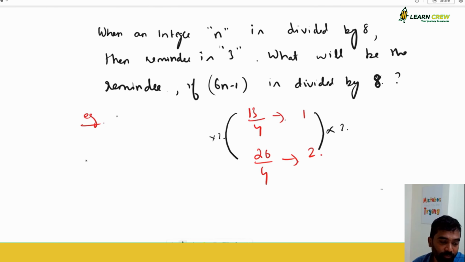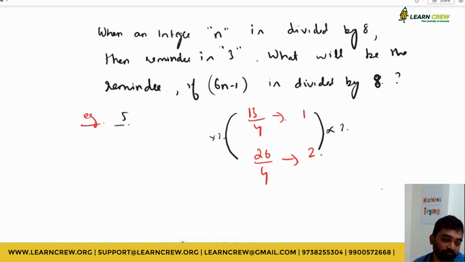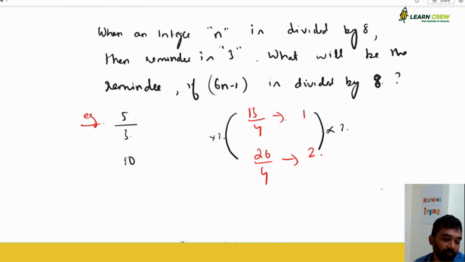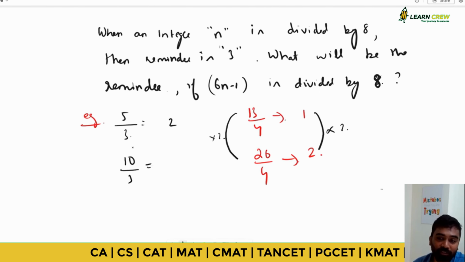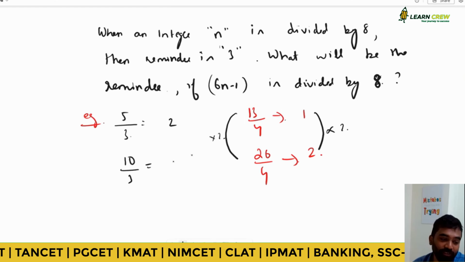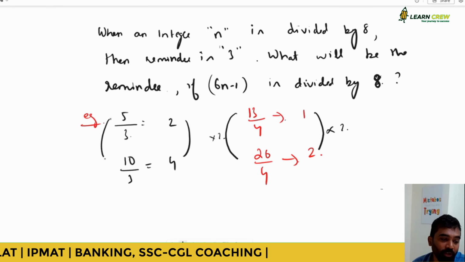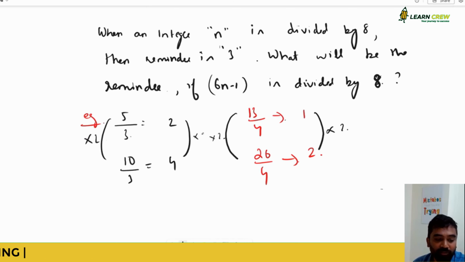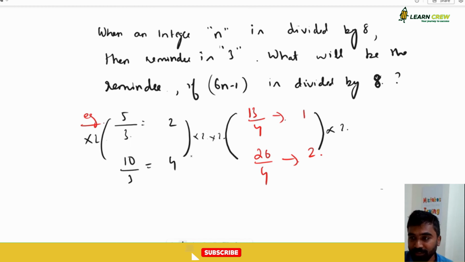Now the same thing, if I am doing something like 5 by 3 and 10 by 3. 5 by 3 gives a remainder of 2, and 10 by 3 gives a remainder of 1, but before that, 2 times 2 is 4, so the remainder gets multiplied by 2. Whatever remainder you are getting, you just multiply it. That's all. The same concept we'll be using in our question here, and we'll find the answer.